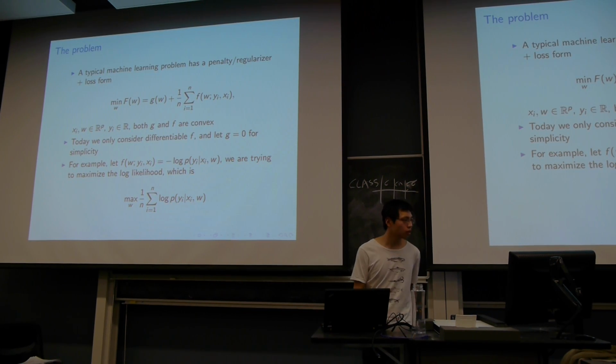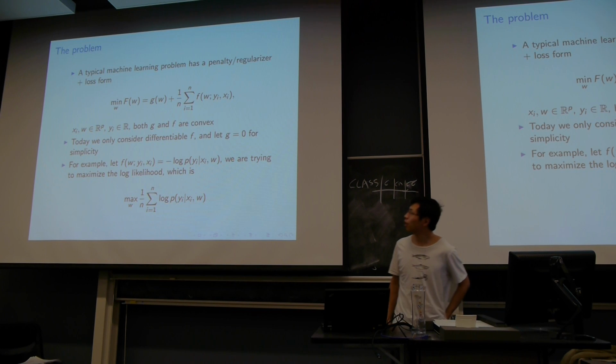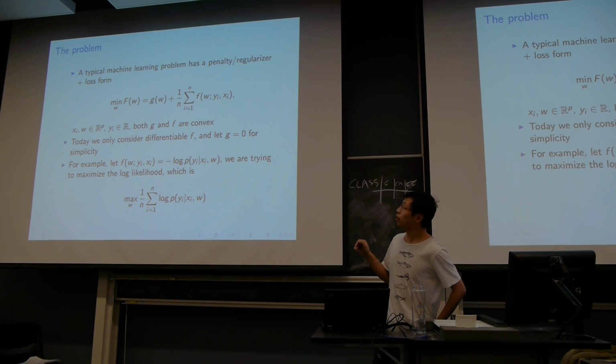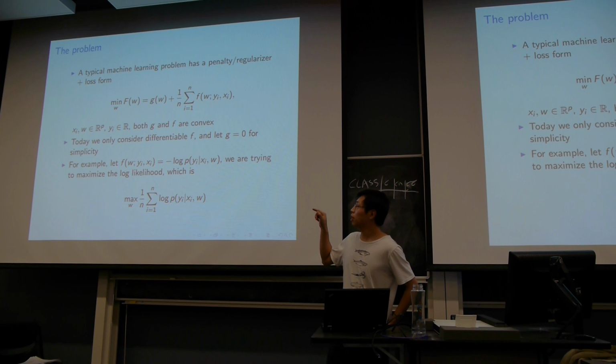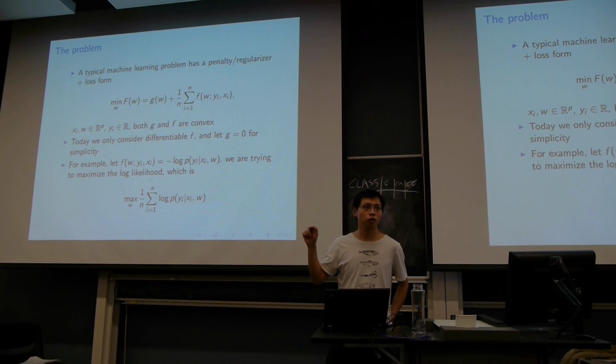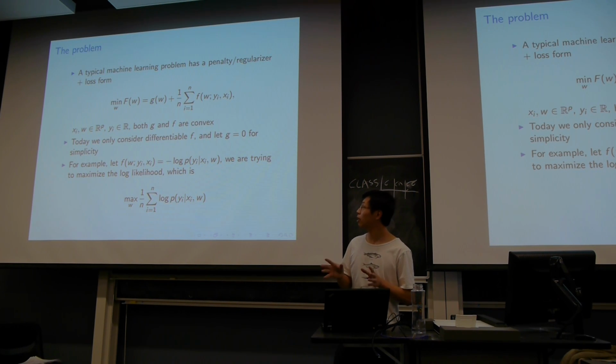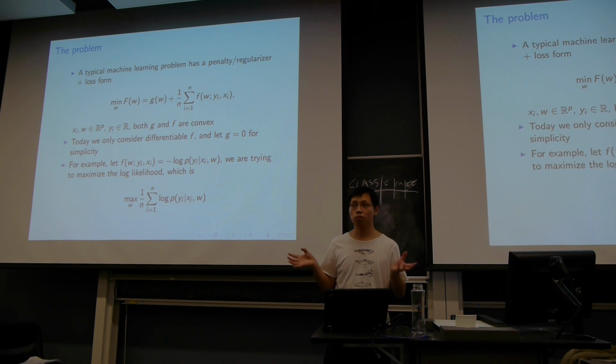And here is a typical machine learning problem. It usually has the form of a penalty or regularizer plus a loss. Our goal is to minimize F(w), where F is the objective. F(w) equals G(w) plus a loss term. G(w) is the penalty, which usually controls the model complexity. For example, we can make sure each element of w is not too big.